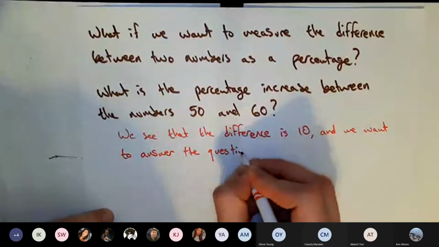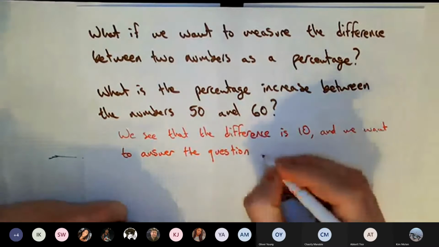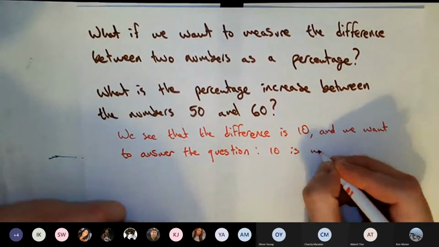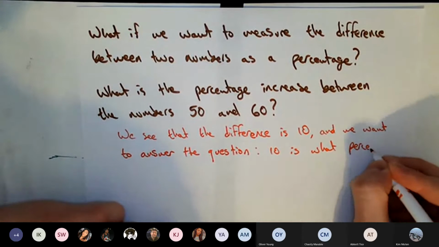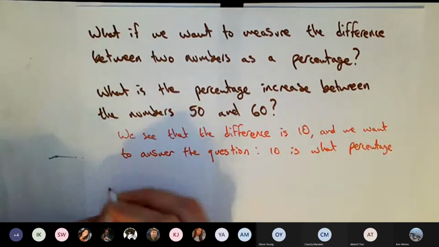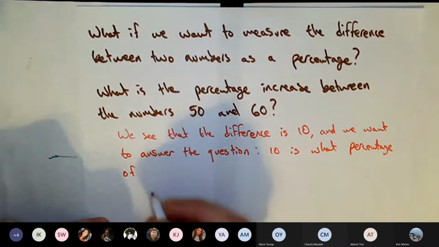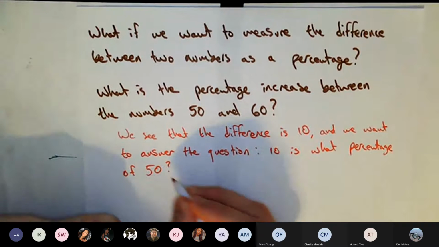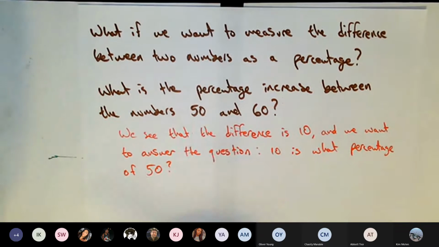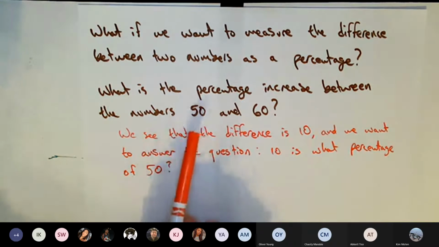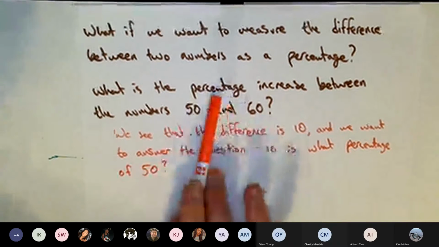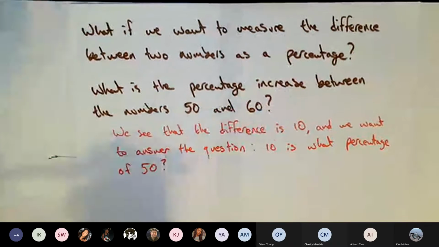And now we want to answer the question: 10 is what percentage of the original number, 50? That's a very important point: you always measure out of that original number. Sometimes the original number will be smaller, as in this case, where we have an increase, small to big. Sometimes the original number can be bigger, and you'll have a percentage decrease. The way you're going to know is the context of the problem.